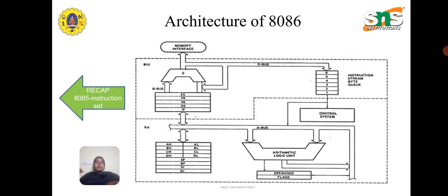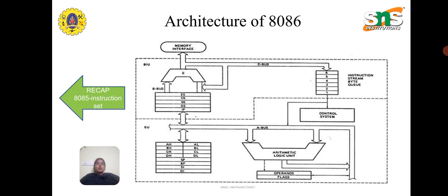And coming to the address generation circuit, it is the physical address generation circuit. It generates the 20-bit physical address using the segment and offset address using the formula. And coming to the 6-byte prefetch queue, you can find from 1 to 6. We have a 6-byte queue with the FIFO concept, that is first in, first out. Fetching the next instruction while executing the current instruction is called pipelining, and the queue gets flushed whenever a branch instruction occurs.